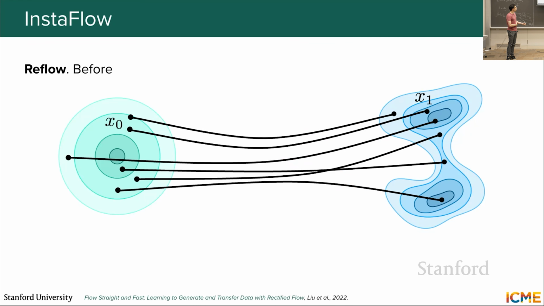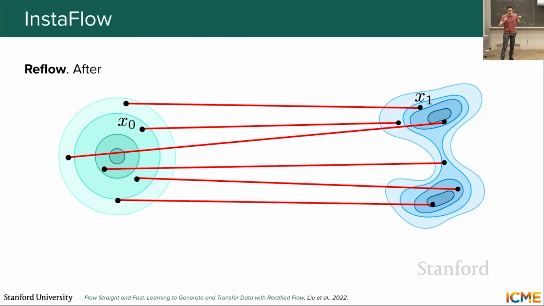So just to give you a recap on what reflow was: let's say you sample from the easy distribution, and then you integrate your ODE to get to the sample. Then you take these input-output pairs, and then you fit a new model. And what you get is typically a straighter path, which allows you to take fewer Euler steps to get to the answer.